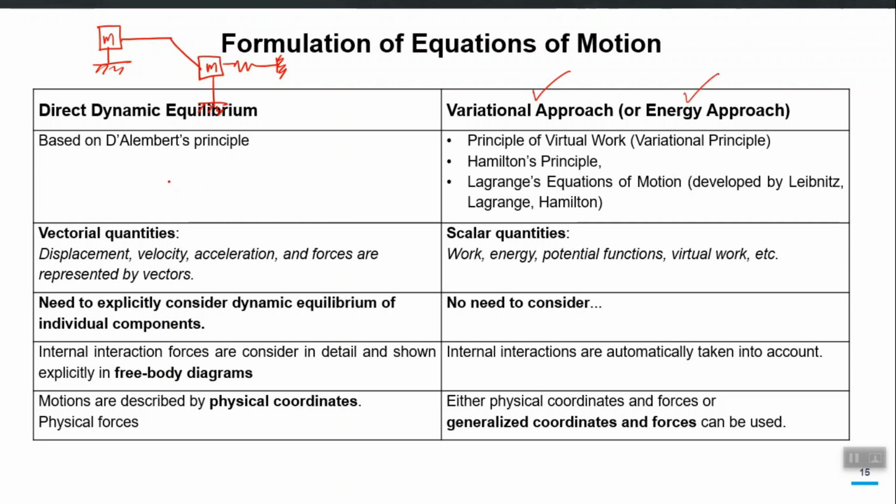The first approach, which is based on D'Alembert's principle, uses quantities represented in different vectors: displacement, velocity, acceleration, u dot, u double dot, and force, which is P of t. You need to explicitly consider the dynamic equilibrium for individual components. The internal interaction forces are considered in detail and shown explicitly in free body diagrams. So when you cut a section, you can completely see which forces are acting.